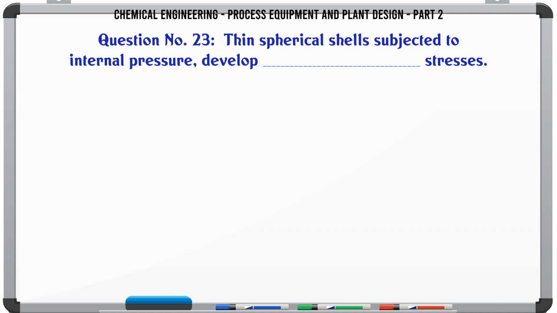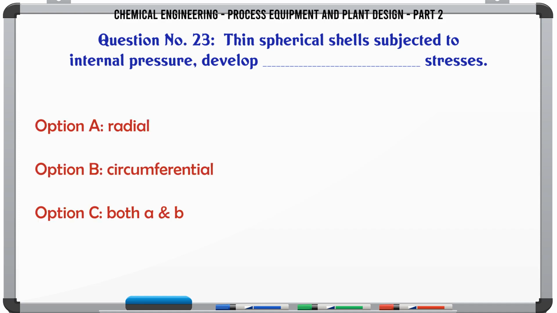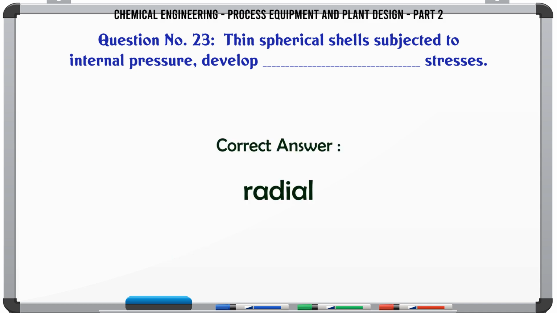Thin spherical shells subjected to internal pressure develop stresses. A. Radial. B. Circumferential. C. Both A and B. D. Neither A nor B. The correct answer is radial.